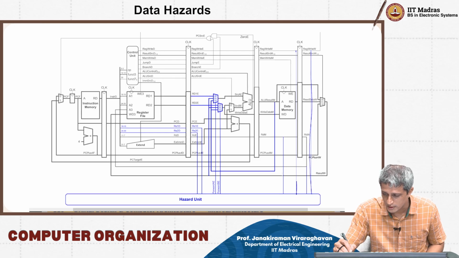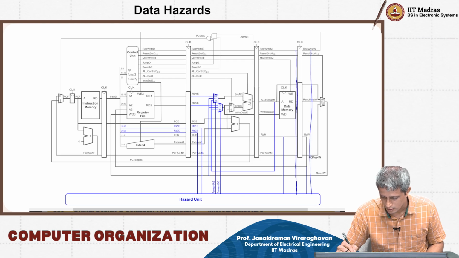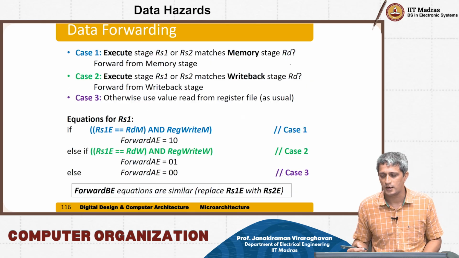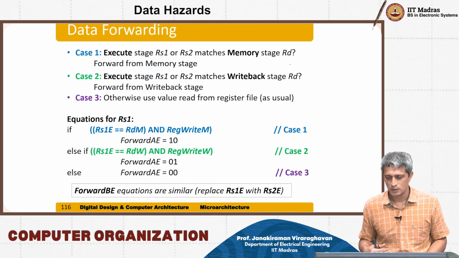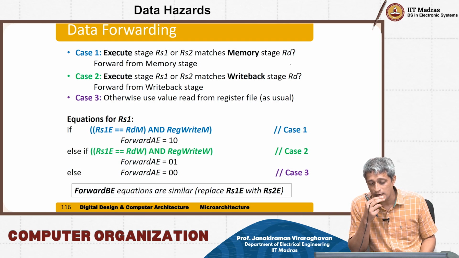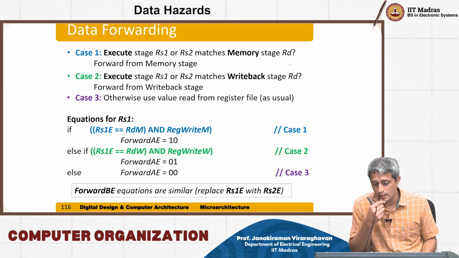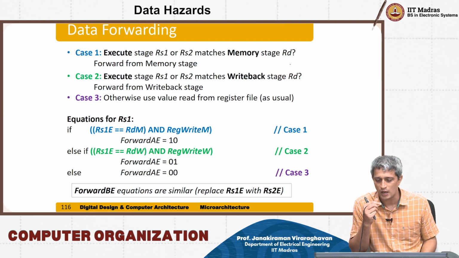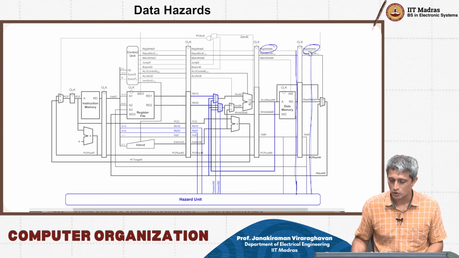If you look at this signal, which is basically the RegWriteM and RegWriteW. Okay, so that is what you have here. Else, if RS1E is equal to RDW, that is from the write back stage, and RegWriteW, then you say ForwardAE equals 0,1.